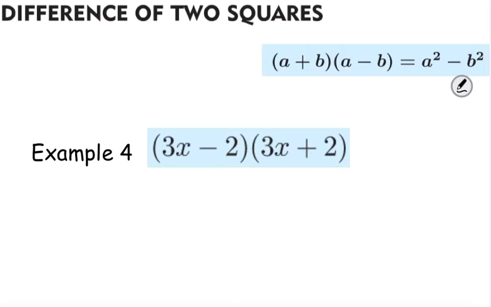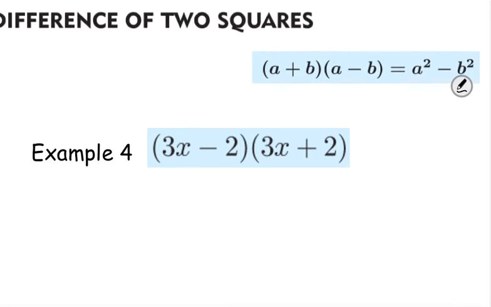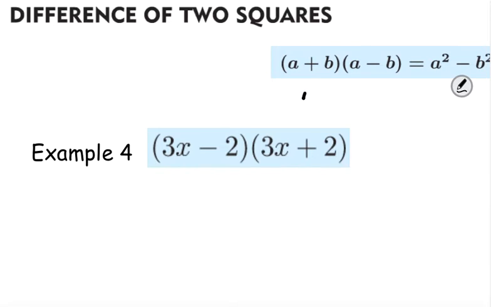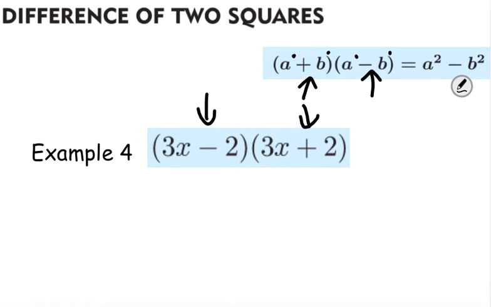Here in example 4, the difference of two squares. So when we multiply out a difference of two squares, we should identify that the terms a and b are the same, but the difference is the signs in between. So notice here in example 4, that is the case. So what happens is we just have a squared minus b squared as our final answer. Well, let's see why this is what happens.